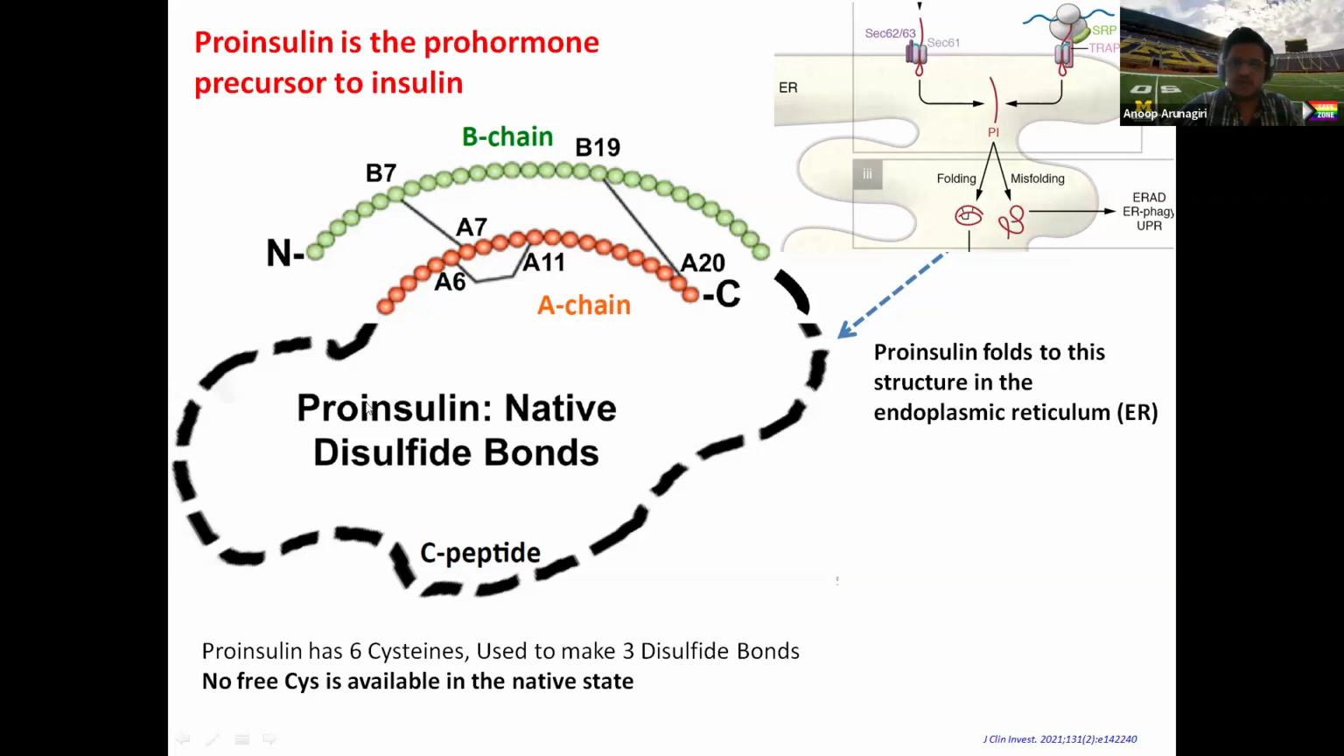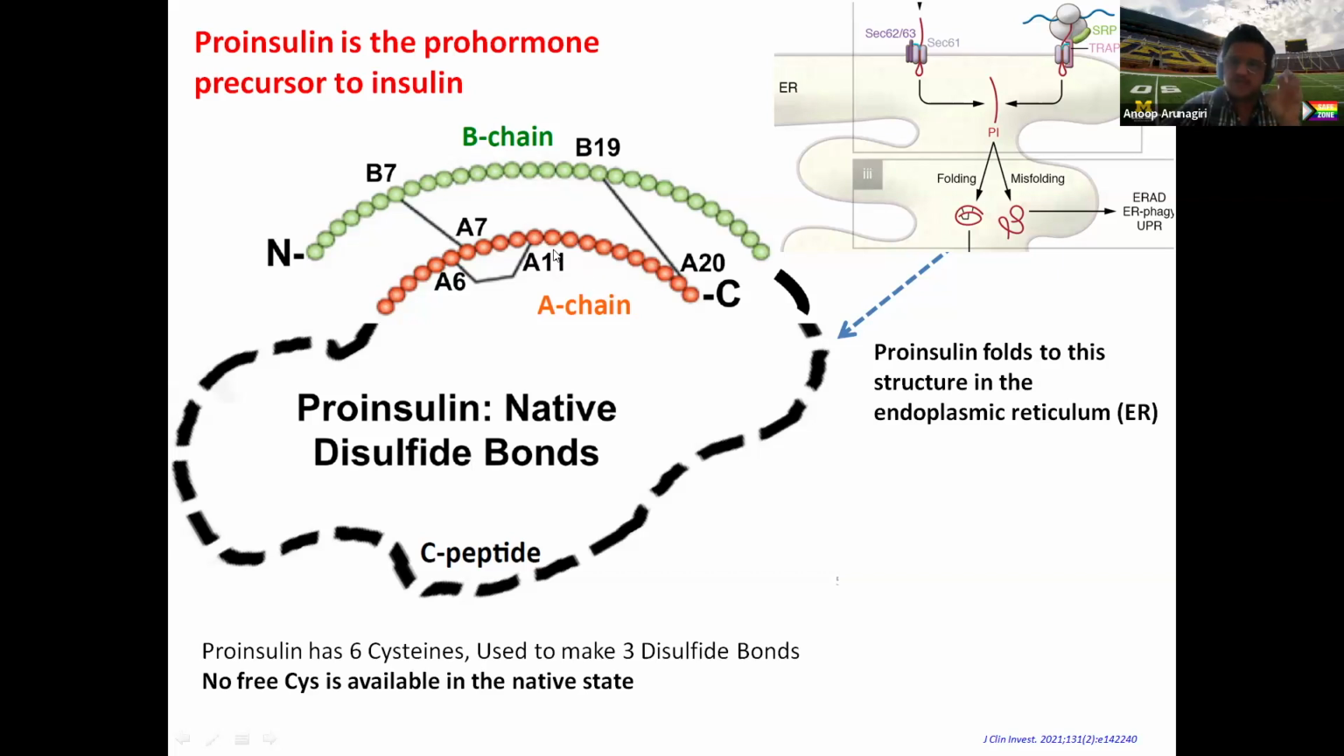So this is how a folded proinsulin looks: a B chain and an A chain with disulfide bonds, and a C-peptide, or connecting peptide, that connects the B and A chain, the dashed line you see there. Those three disulfide bonds on proinsulin, connecting the B and A chain, are important for its structure. We'll talk more about those disulfide bonds later.